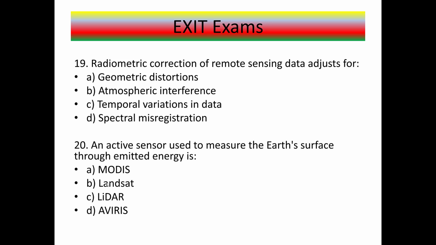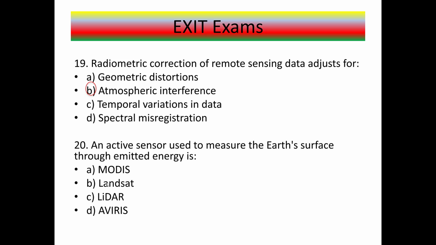Question number 19. Radiometric correction of remote sensing data adjusts for: geometric distortions, atmospheric interferences, temporal variations in data, spatial misregistration. So the answer is atmospheric interferences, which are an obstacle in images from remote sensors.